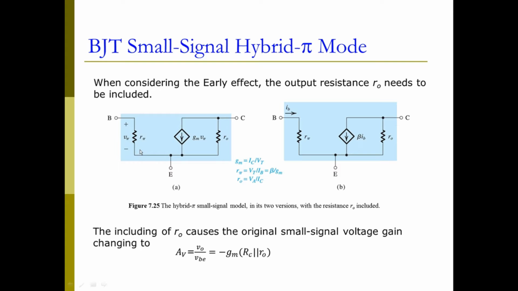And again, there are two versions, right? One is the voltage controlled current source, another one is the current controlled current source. With the inclusion of this RO here, this will make the original small signal voltage gain change a little, right? The original small signal voltage gain equals negative GM times RC, but now this RC is in parallel with the small RO here, and then we are going to have RC in parallel with this RO. It looks like the introduction of this early effect will reduce our small signal voltage gain here.